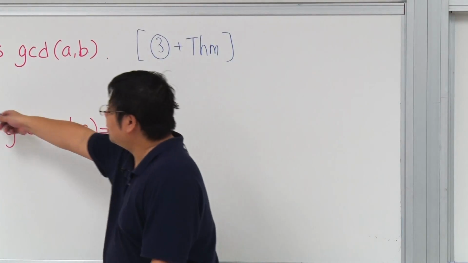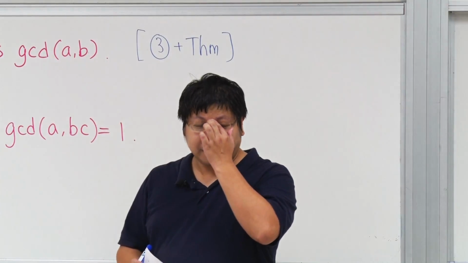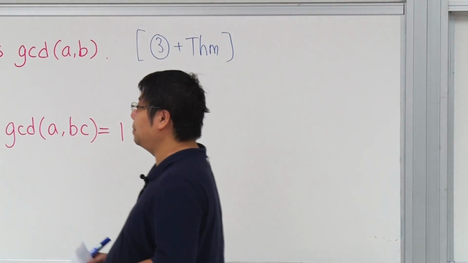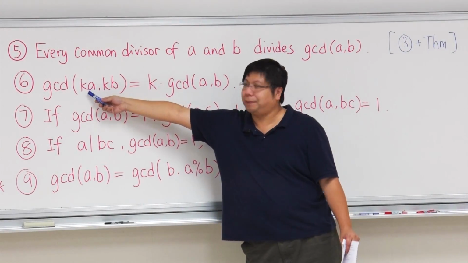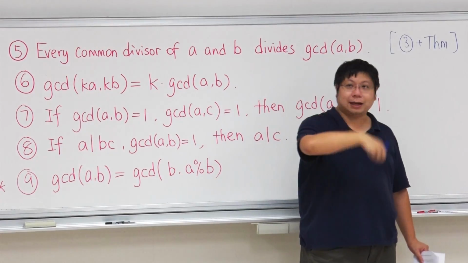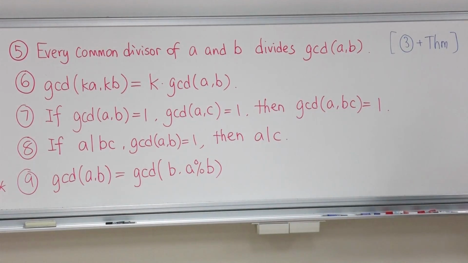How about the next one? The GCD of Ka and Kb is always equal to K times the GCD of A and B. So we can actually pull K out. If K appears here and here, we can take K out. So why is it true? Okay, one direction is easy.